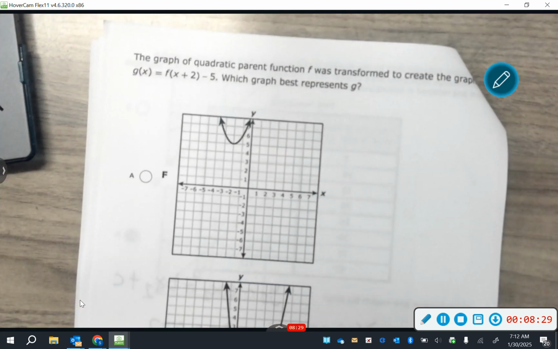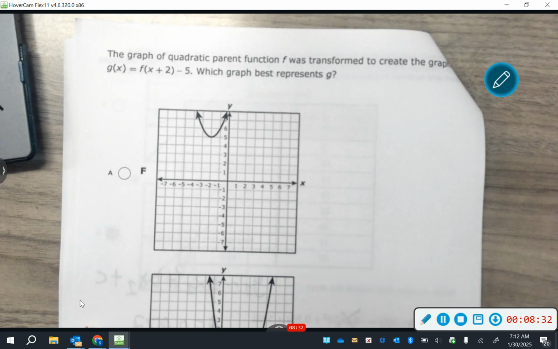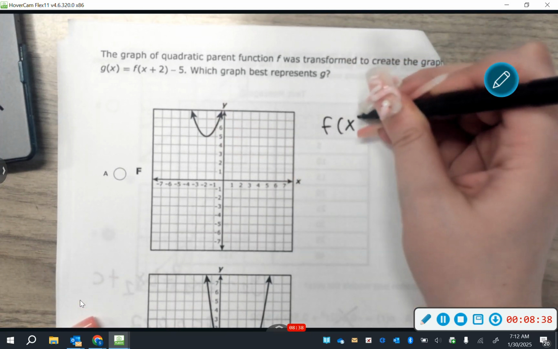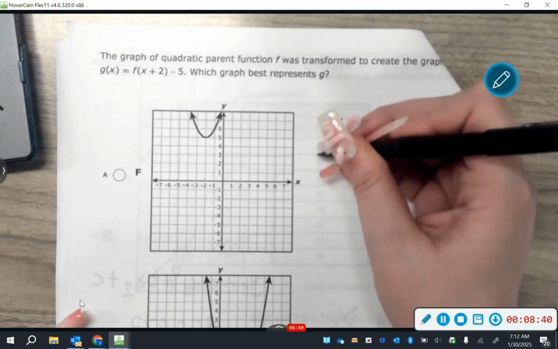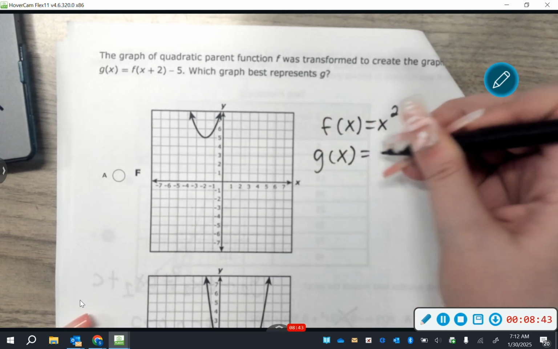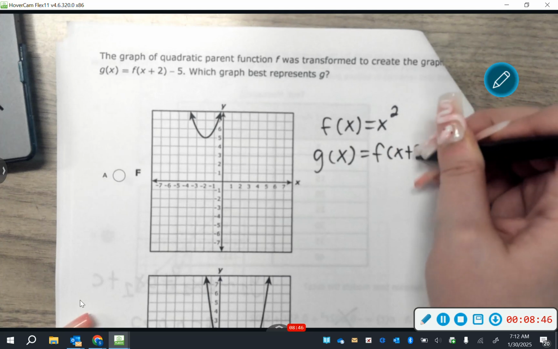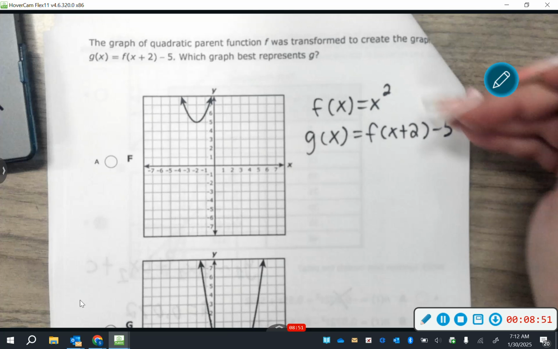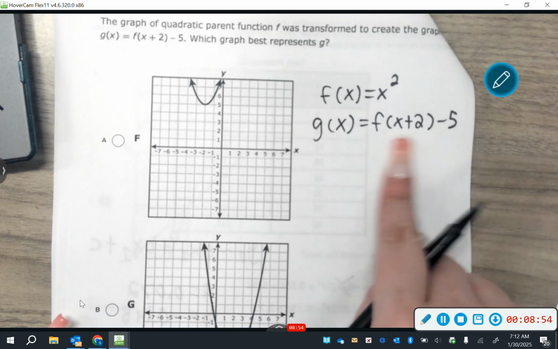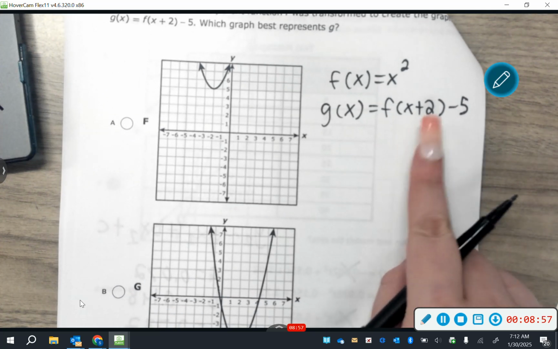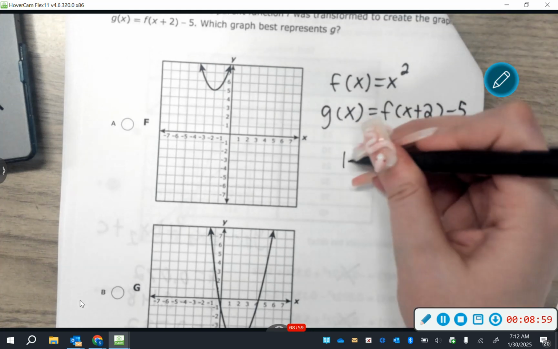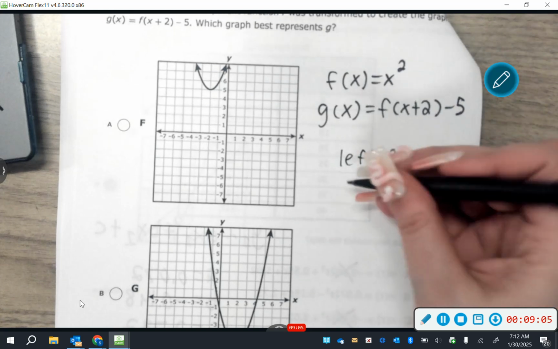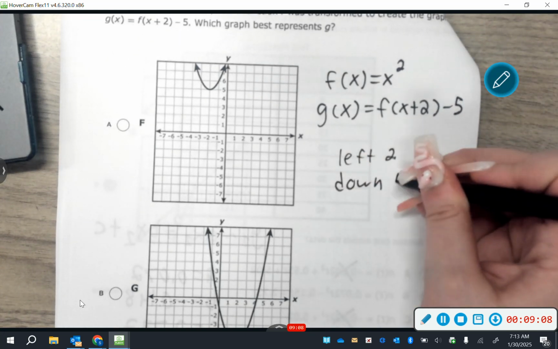Okay, the graph of the quadratic parent function was graphed to create this. Remember, these are your parabola shapes. This is quadratic. So if you wanted to plug it in, it would be f of x equals x squared, and then g of x equals f of x plus 2 minus 5. So one way you can do it is plug it in and go find your match. Or you can know inside your parentheses tells you left or right. It's always the opposite. So this means we're going to go left 2. This minus 5 on the outside tells you up or down. And it tells us we're going to go down 5.